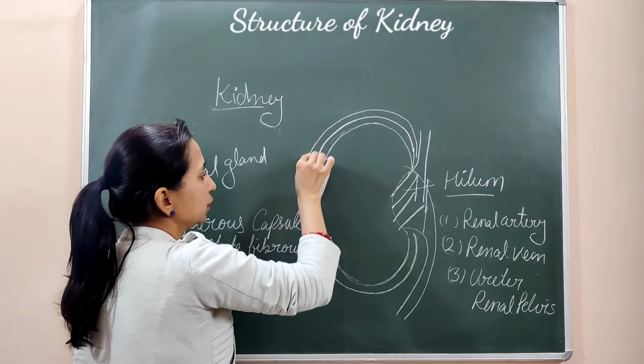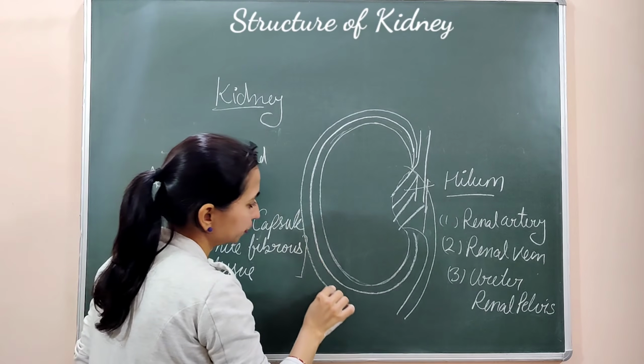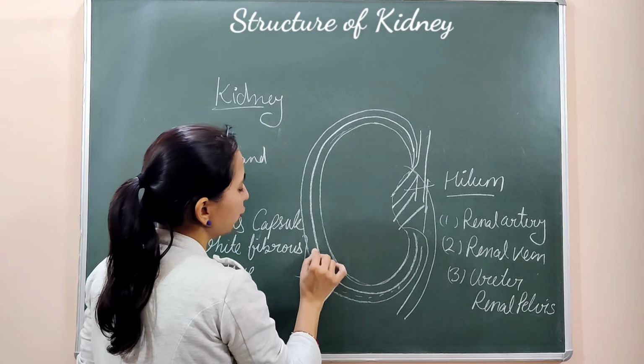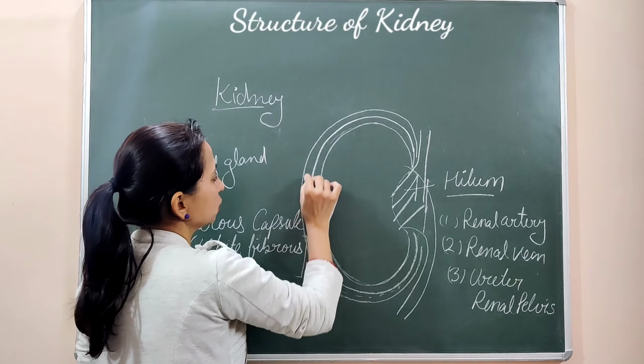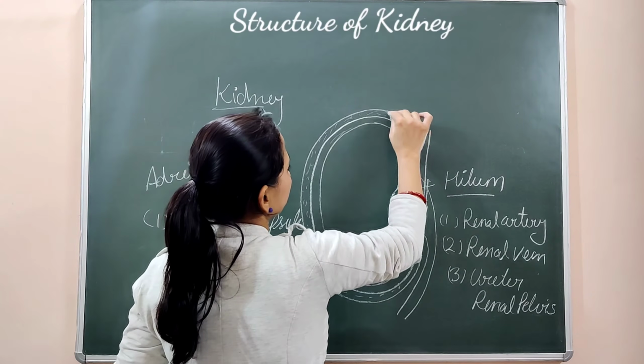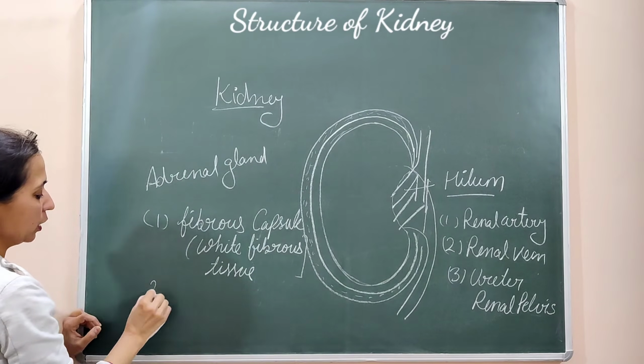एक और layer present रहेगी kidney के बाहर की तरफ. This layer is known as renal fat layer. Adipose tissues की बनी हुई renal fat layer है. This is the renal fat. It's also present. So second layer हम यहाँ पे लिखते हैं.